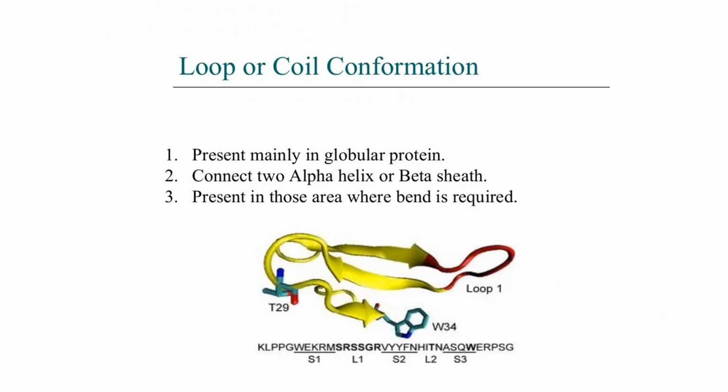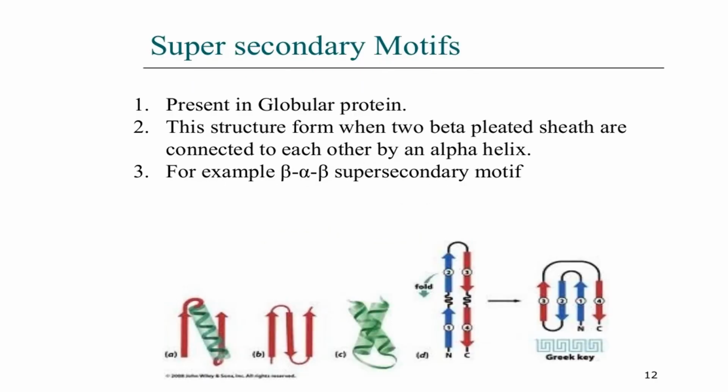Loop or coil conformation, present mainly in globular proteins. They connect alpha helix or beta sheet, present in those areas where a bend is required. Supersecondary motifs are present in globular proteins. This structure forms when two beta pleated sheets are connected to each other by an alpha helix. For example, the beta-alpha-beta supersecondary motif.